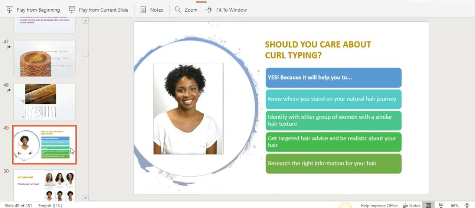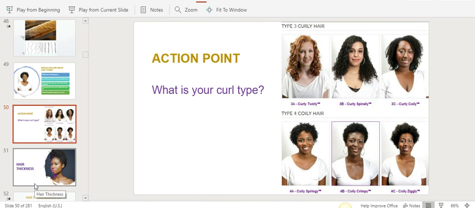And finally, it'll help you to research the right information, because if you know your hair type, like, okay, I have type 4A hair, I have type 4C hair, it'll help you to get the best answer to whatever problems you are going through with your type 4 hair, right? All right, so the action point for this lesson will be to determine your curl type. So what is your curl type? Is it type 3A, curly curly, 3B, curly swirly, 3C, 4A, 4B, or 4C, right?